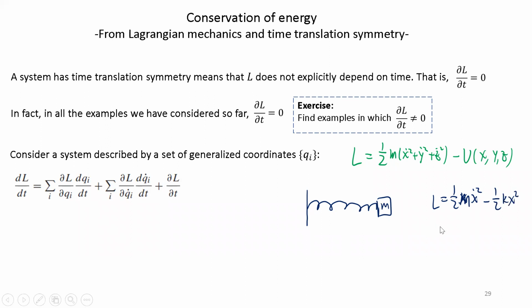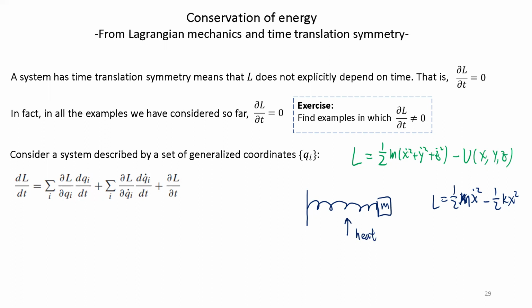And in this case, I will say that this does not depend on time explicitly. However, suppose the mechanical property of this spring changes over time. So just imagine that you try to, let's say, heat up the spring, such that the stiffness of the spring changes over time.